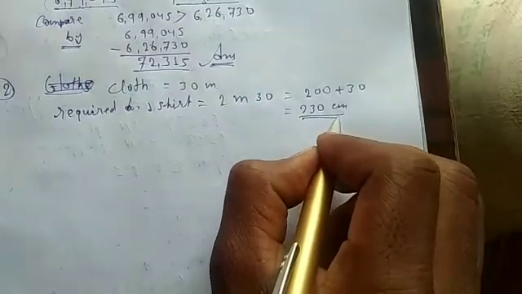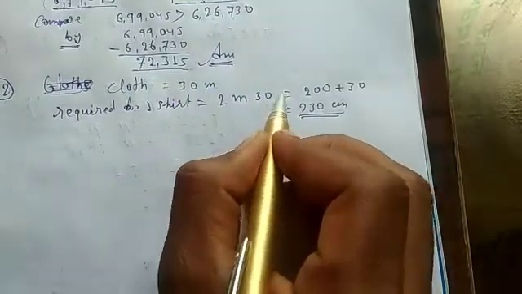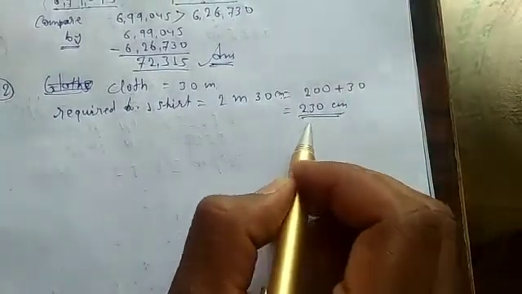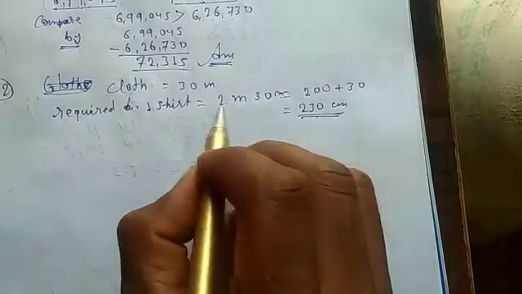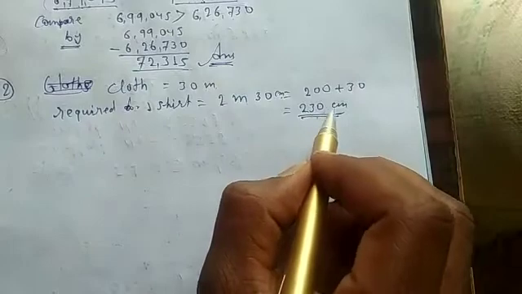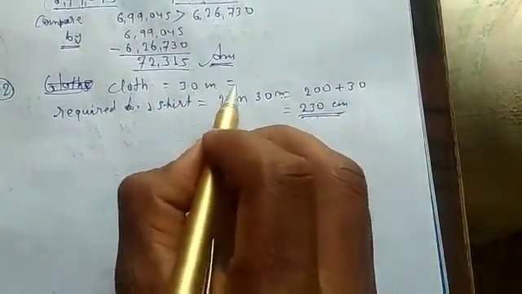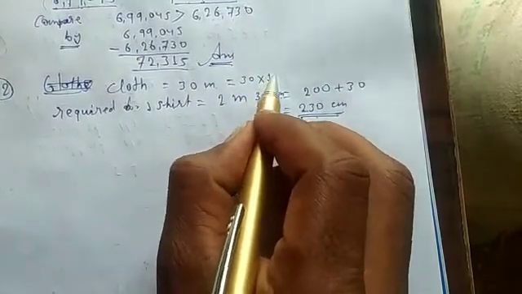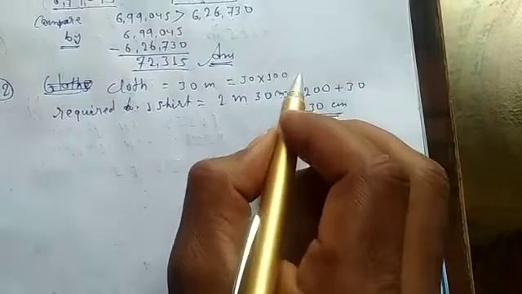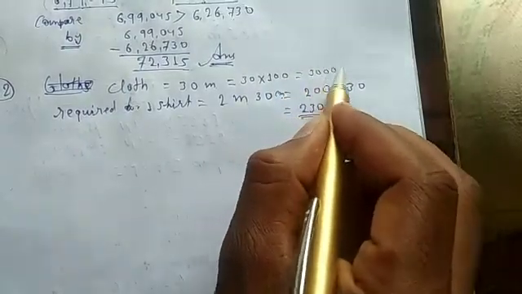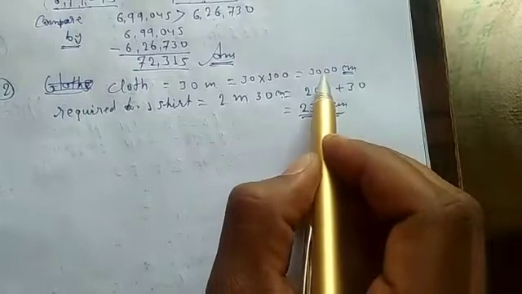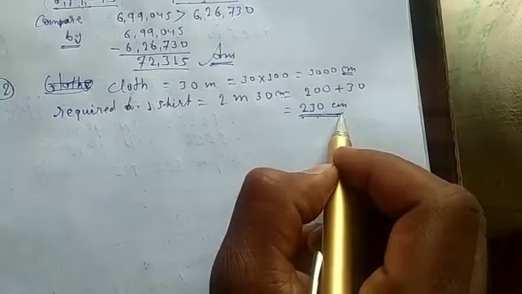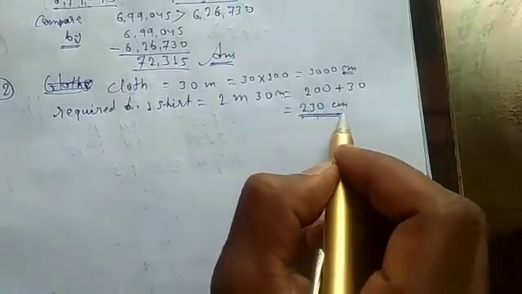First of all, we have to convert the unit. This is in meter, this is in meter and centimeter both. This is not good, so we have to convert the unit first of all. 2 meter 30 centimeter means 230 centimeter. Convert the unit also: 30 meter means 30 into 100. 1 meter consists of 100 centimeters, so it will be 3000 centimeter. Now this is the total cloth and this is required for making one shirt. So how many shirts can be made and how much cloth will be left in all?